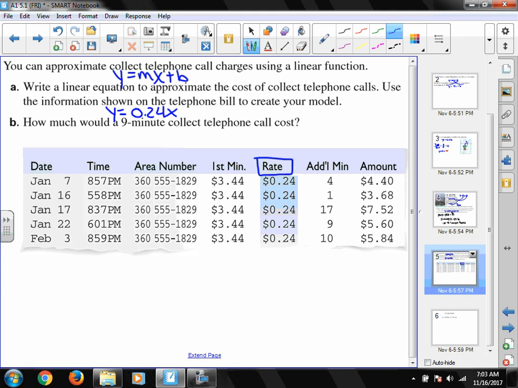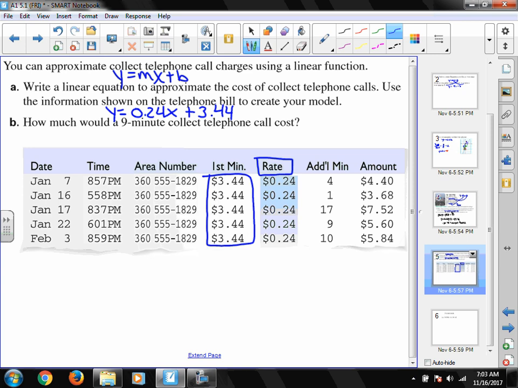Well, again, that's going to be the price that you pay no matter what. So for your first minute, that's going to be your 344. Okay, no matter what. If you use less than a minute, you're still going to get charged that 344. So that's going to be your y-intercept of 344, and then you just keep adding on the rate for each additional minute. That's how phone companies make their money, based on minutes. They charge you more for the first minute, and then it drops quite a bit for each additional minute after that.